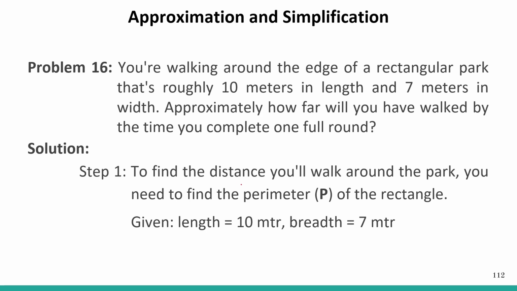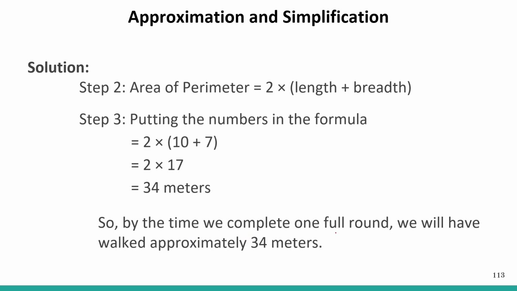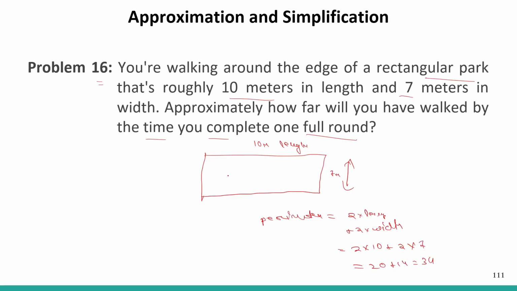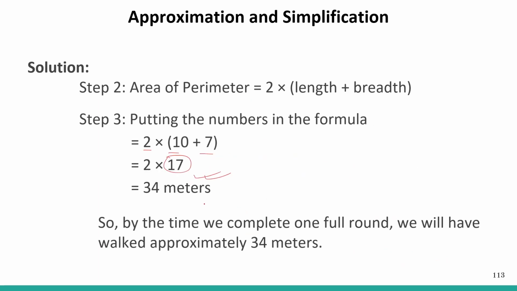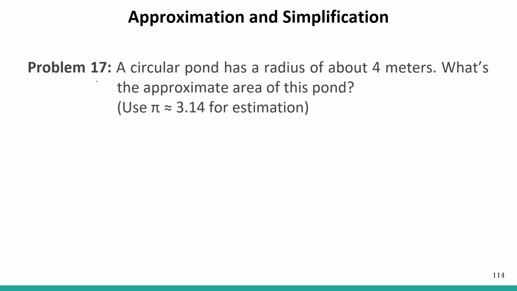Okay. So to find the distance you will walk around the park, you need to find the perimeter P. Given length is equal to 10 meters, breadth is equal to 7 meters. So 2 into (length plus breadth), that is 17 into 2, equal to 34. As you have calculated here, 34 meters is the correct answer. So by the time we complete one full round, we will have walked approximately 34 meters. Okay, let's see problem number 17.